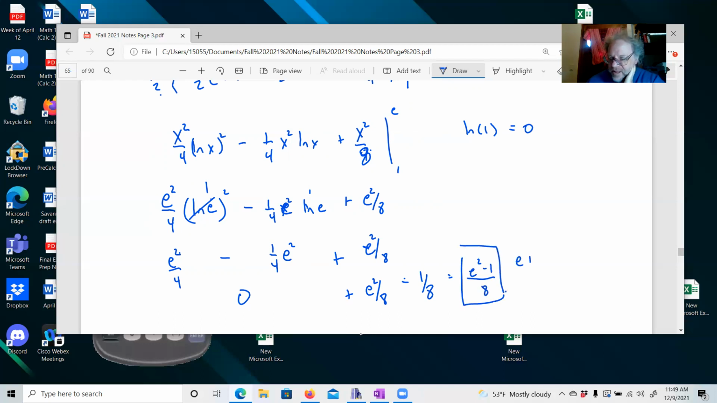Or e plus 1 over 8 times e minus 1. I guess we could do that for difference of squares. But now this is your answer. And that's how you do this.